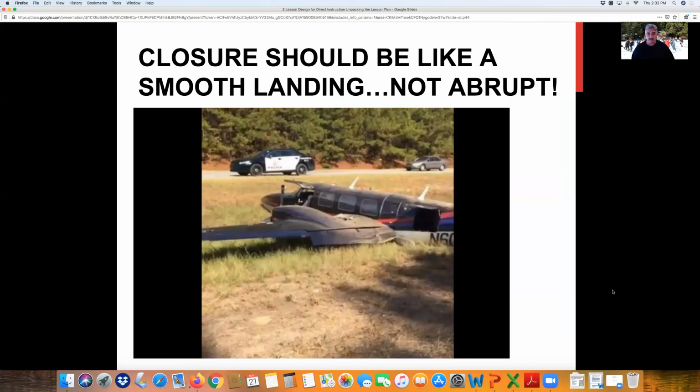You want that closure to be smooth, a smooth landing, like in those airplanes. To me, the scariest part of flying is not flying, it's landing. And in your lesson, you really want it to be a smooth landing, not abrupt, like this picture here.